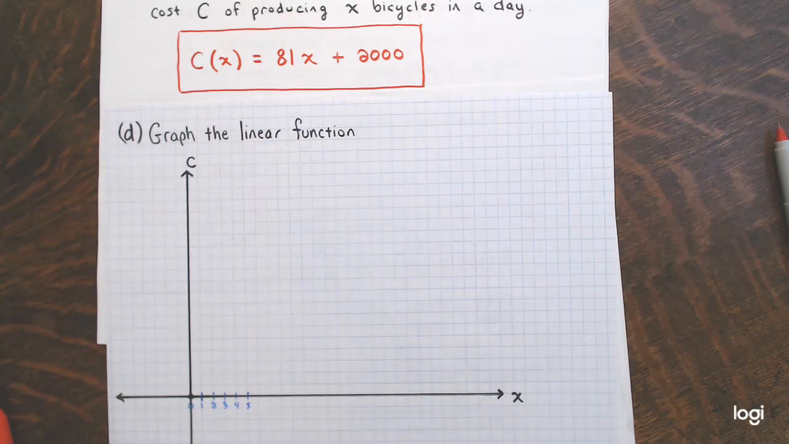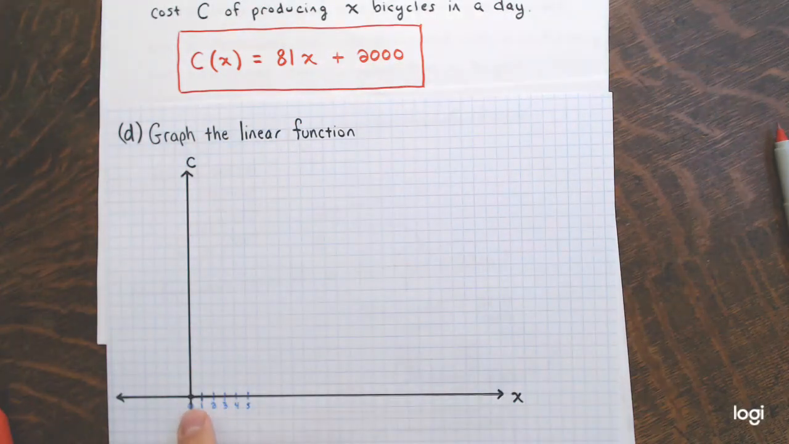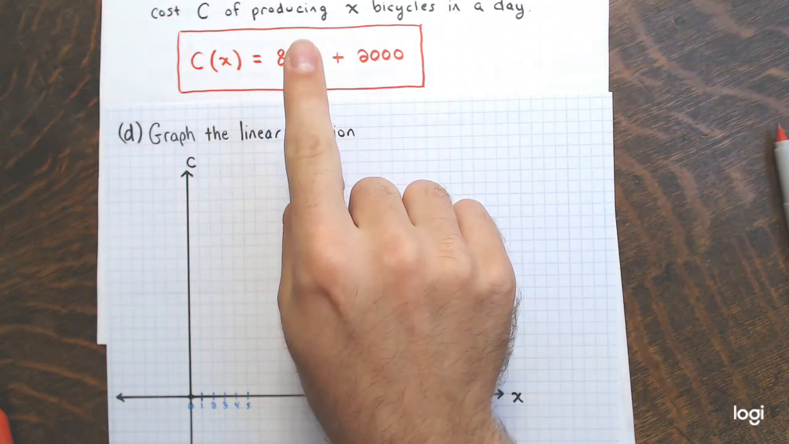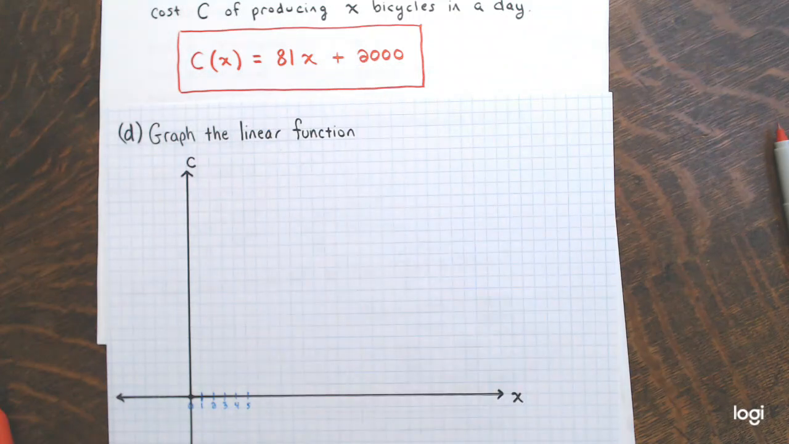And then notice the costs. The cost is going to start off at $2,000, right? Think about it. When I put in 0 for x, that term disappears, the 81x, 81 times 0, 0, and I'm left with $2,000. So I'm plotting the ordered pair 0, 2,000.